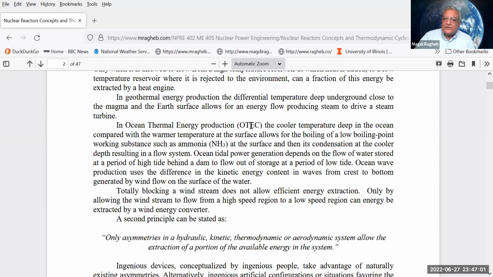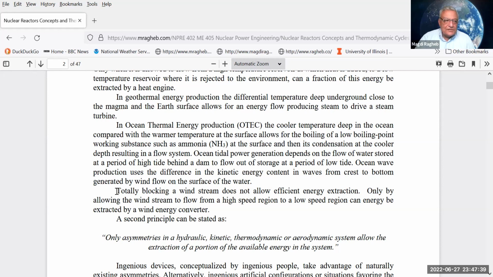In ocean thermal energy production or in solar ponds, as a matter of fact, you take advantage of the flow of a medium like ammonia. You evaporate it near the surface in the solar pond or at the ocean surface, and then let it condense in the cooler bottom of the ocean. In that case, you use a low boiling point working substance such as ammonia on the surface and get it condensed at the cooler depths in the ocean bottom.